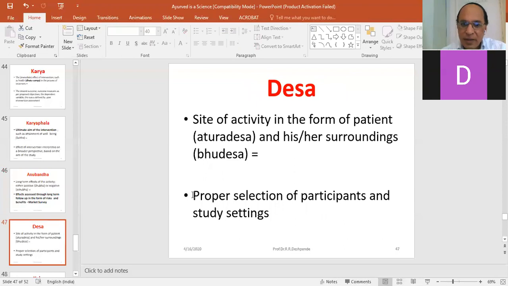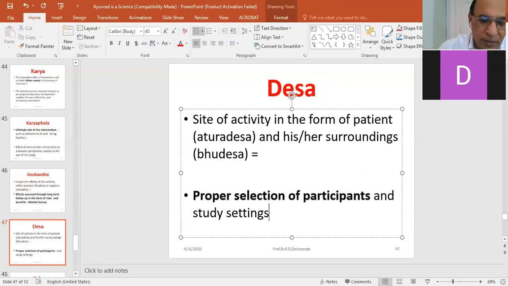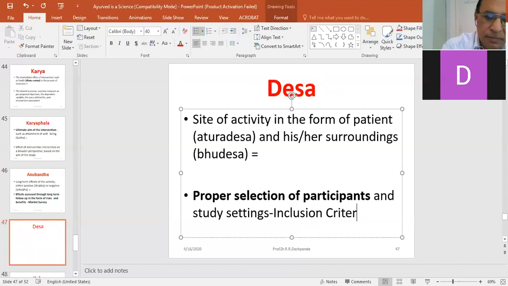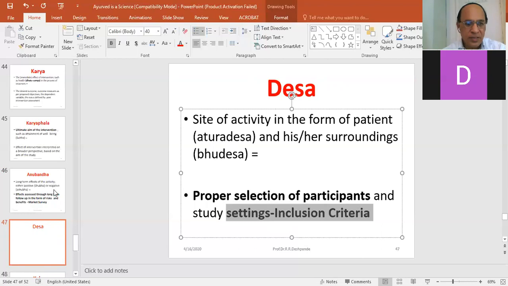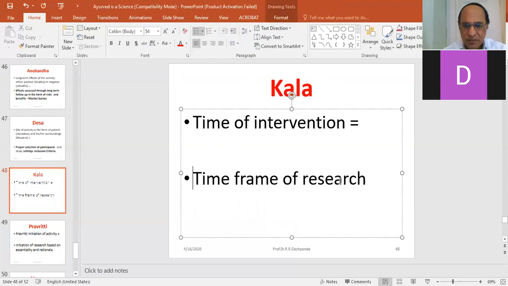Desha, inclusion criteria, proper selection of the patients. That is, you can call it inclusion criteria. Inclusion criteria. Okay. This is that one. This is Desha. Okay. Next, Kala, time frame of the research.